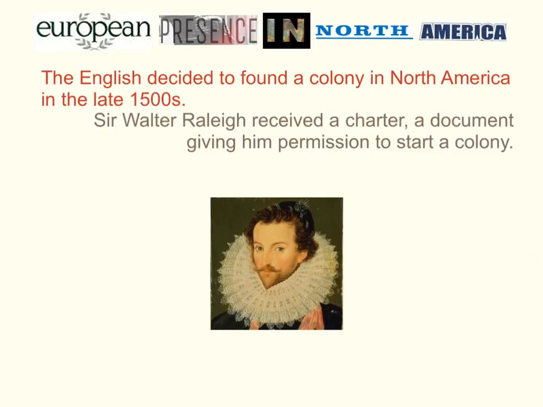England will start its attempts at developing a settlement in North America. They're going to start a colony in the late 1500s, started by a man named Sir Walter Raleigh, who you see in the picture here. He received something called a charter. A charter is a document giving him permission to start a colony. He sent an expedition over to North America, which lands in what we now know of as the Virginia, North Carolina area. And Raleigh is the one who will name it Virginia.